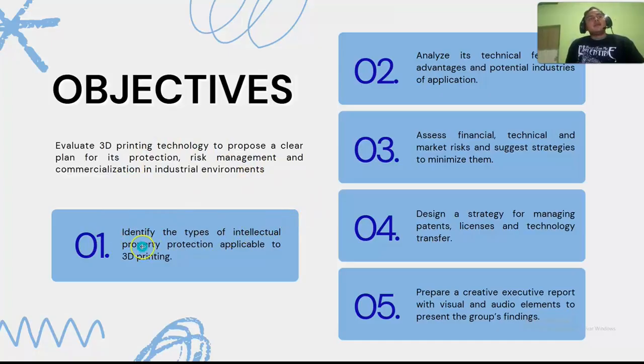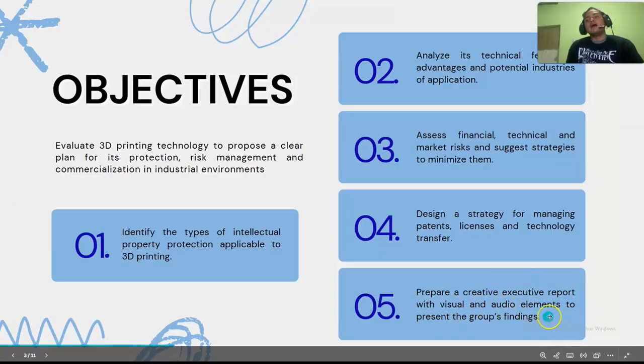Specific objectives: one, identify two types of intellectual property protection applicable to 3D printing; two, analyze its technical feasibility, advantage, and potential industrial application; three, assess financial, technical, and market risk and suggest strategies to minimize them; four, decide on a strategy for maintaining patents, license, and technology transfer; five, prepare a creative executive report with visual and audio elements to present the group findings.